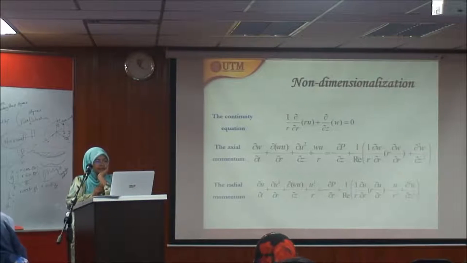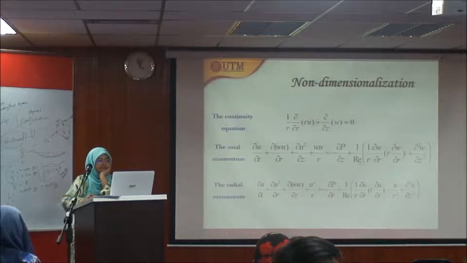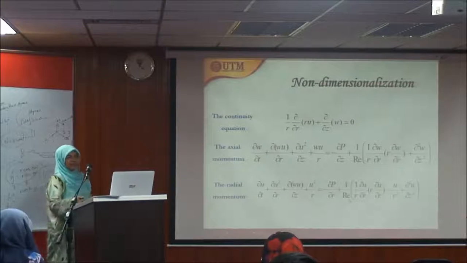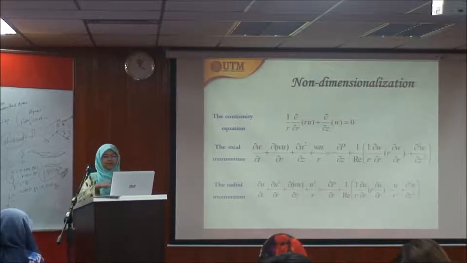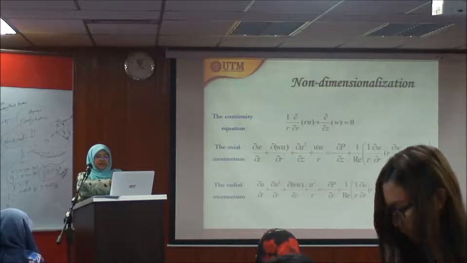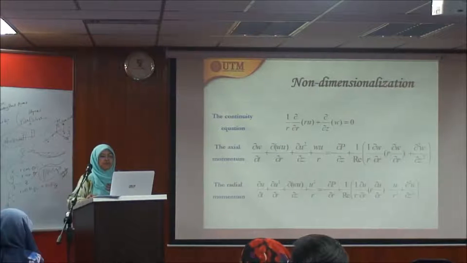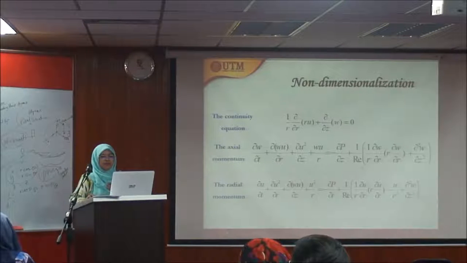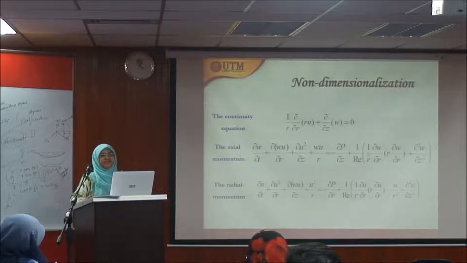Apa beza dia? We have this, Re. Re is the Reynolds number. So what is the Reynolds number? Jadi bila kita non-dimensionalize, we can simplify the equations. There's no more mu over rho. So that mu over rho has been incorporated into the Reynolds number.